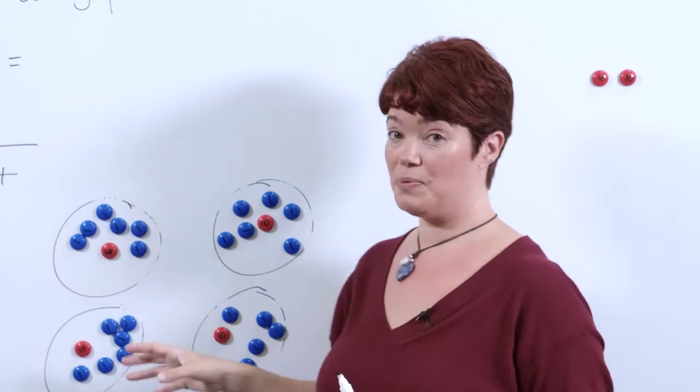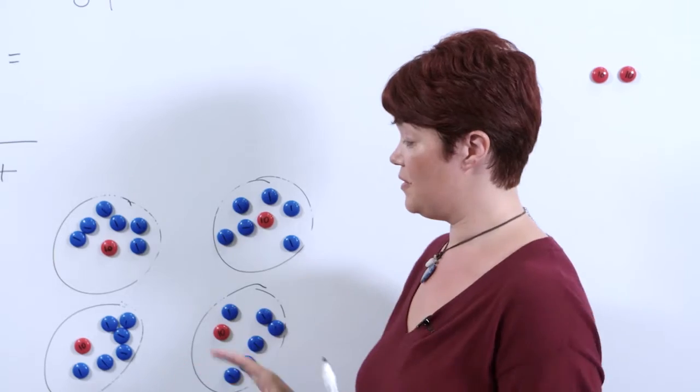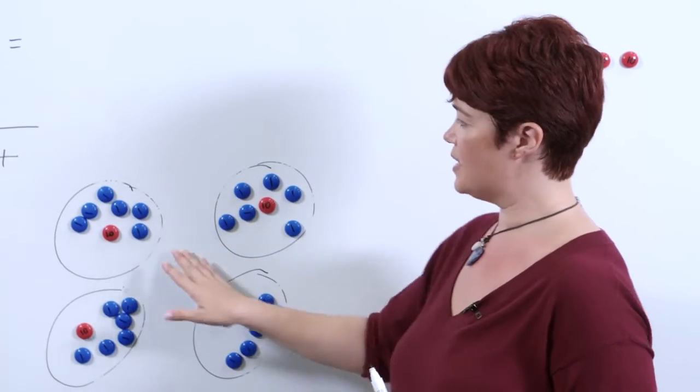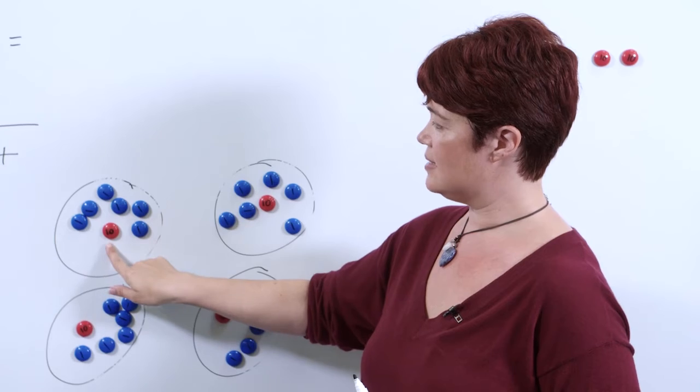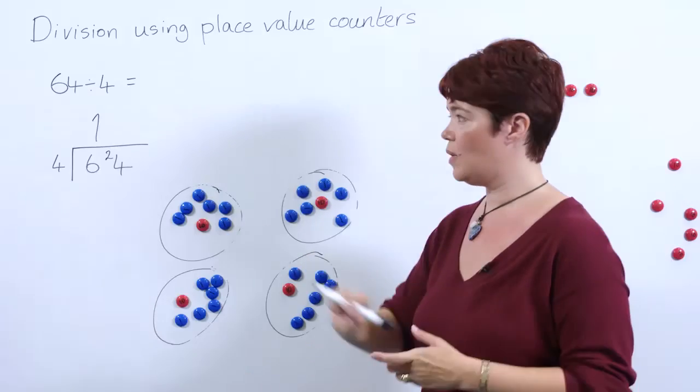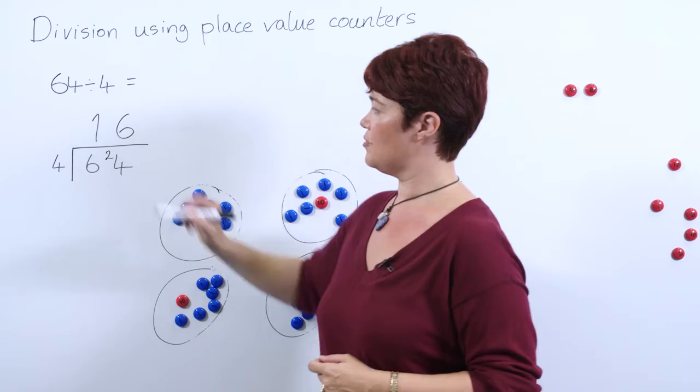And again, I would encourage pupils here, especially if they're used to using Numicon, to maybe put them in the right shape so they could see them really clearly. We can see that each group contains 1 ten and 1, 2, 3, 4, 5, 6 ones. And that's where our 6 comes from here.